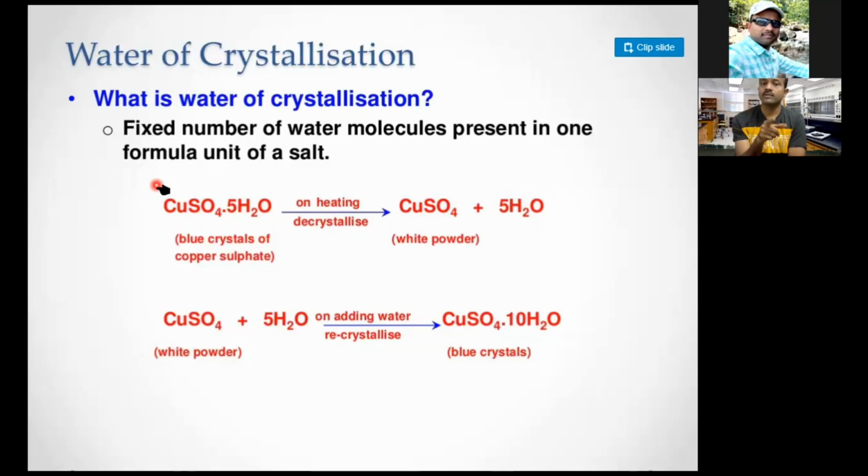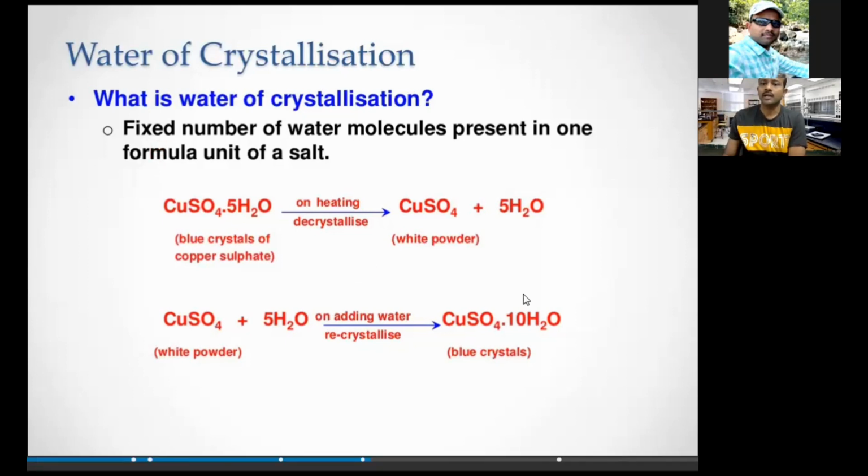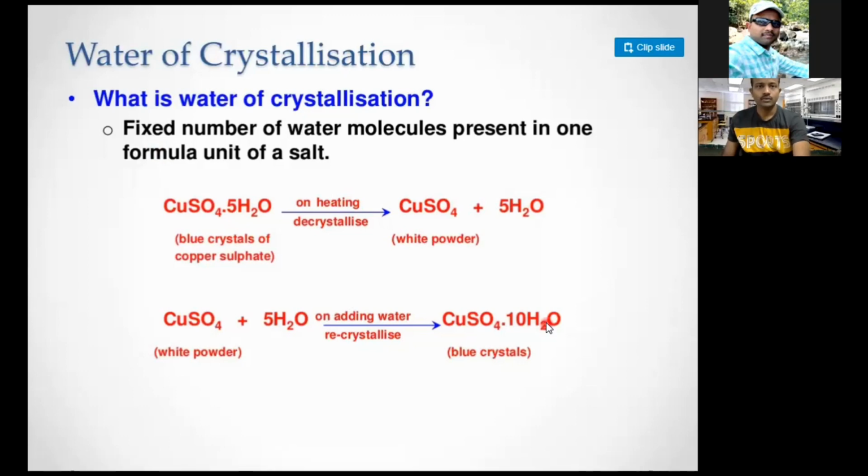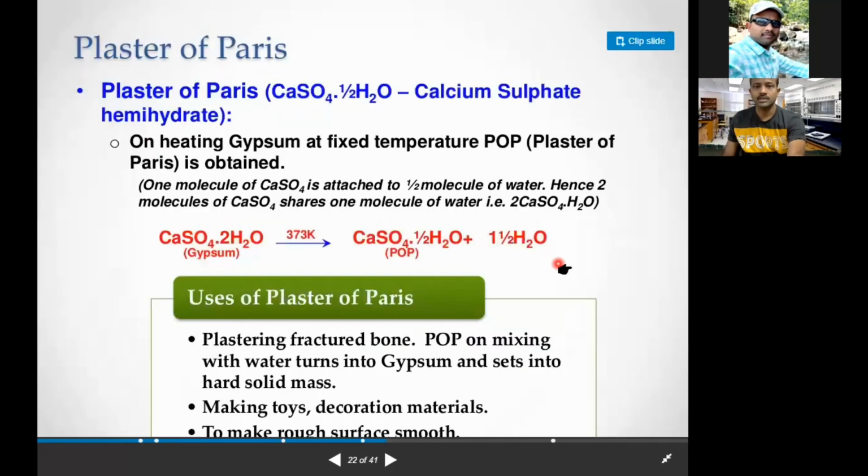When this blue crystal of copper sulfate is heated, what will happen? The 5 water molecules will be lost as vapors. Then the remaining powder will become white powder. The blue becomes white powder, right? The white powder is soft in nature. When you keep this white powder for some time in the atmosphere, it will absorb water molecules from the atmosphere and form copper sulfate 5H2O again. Again we get blue crystals, CuSO4·5H2O. So this we call water of crystallization.